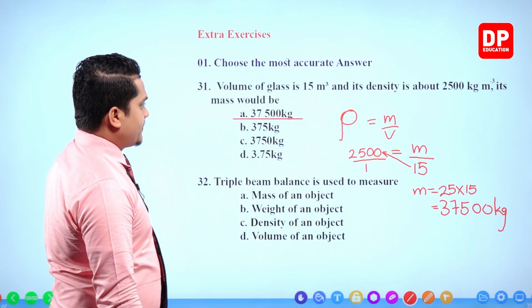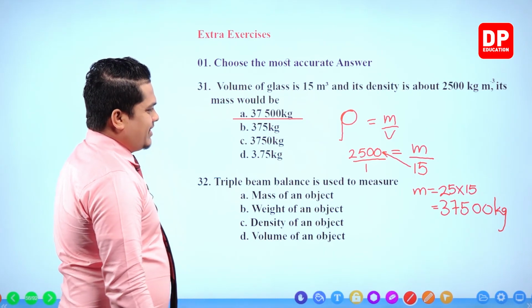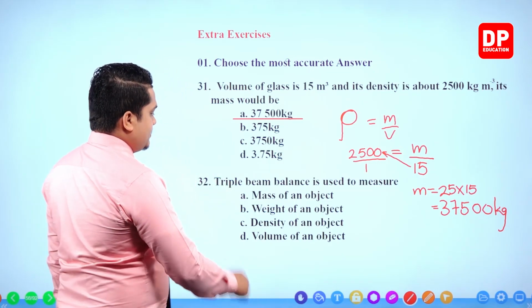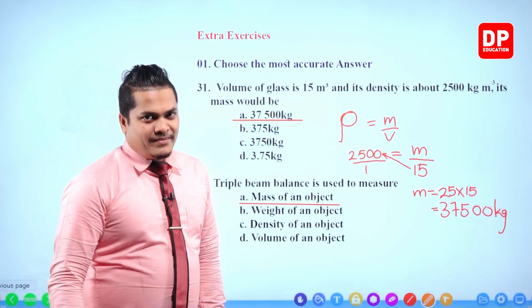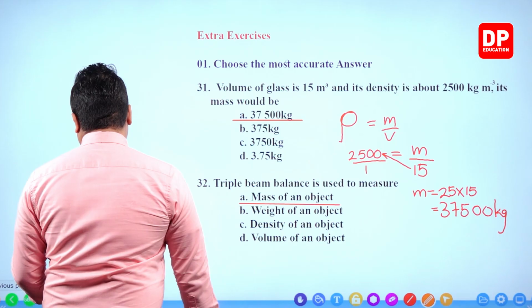37,500 kilograms. Triple beam balance is used to measure, very simple my dear children, we use the triple beam balance to measure the mass of an object. Right my dear children, then the next question, question number 33.